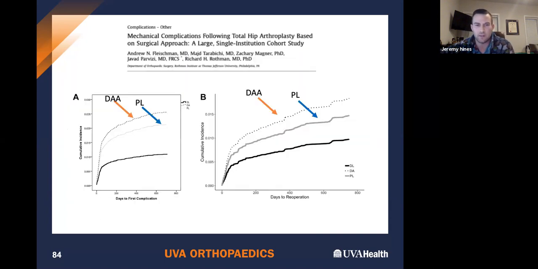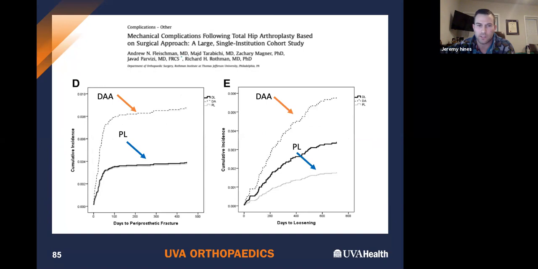And finally, I'll kind of end it on, these are pretty low numbers, but you can kind of see the trends here. Orange is direct anterior, blue is posterior lateral. And this is on mechanical complications. Days to first complication higher with the DA, days to reoperation higher with the DA, periprosthetic fracture higher with the DA, and loosening higher with the DA.